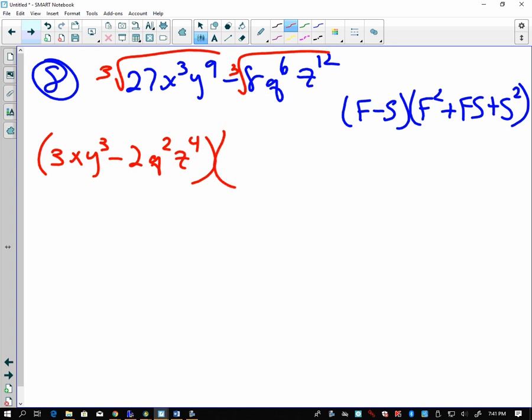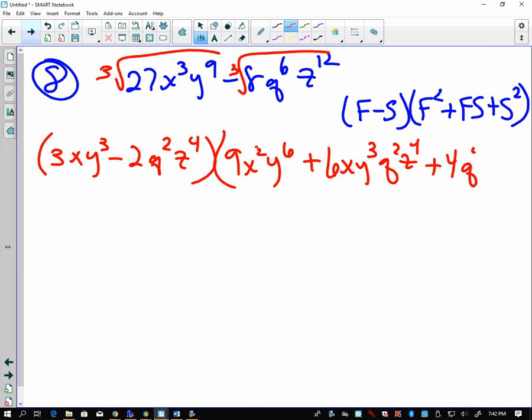F squared is my 3xy cubed. So 3 squared is 9, x squared is x squared, y cubed squared is 3 times 2 is 6. Plus f times s. So 3 times 2 is 6. It is a positive 6, not a negative 6. X, y cubed, q squared, z to the fourth because no variables are shared, plus s squared. You don't include the negative, so 2 squared is 4. Q squared is q to the fourth. Z to the fourth squared is z to the eighth. And we are done.